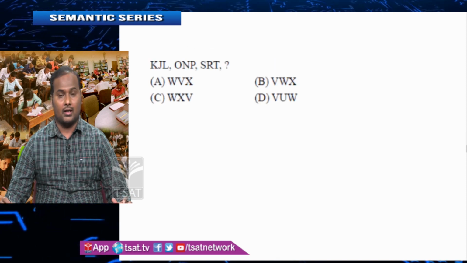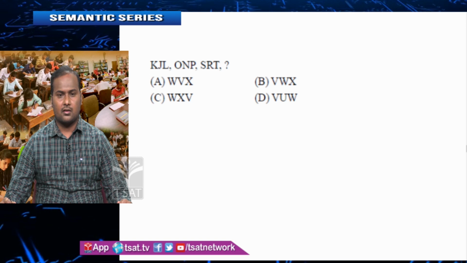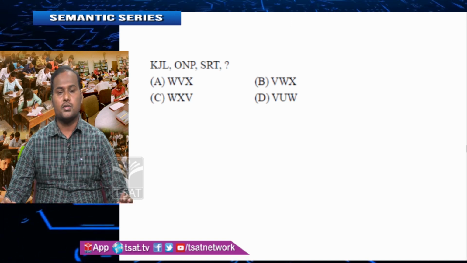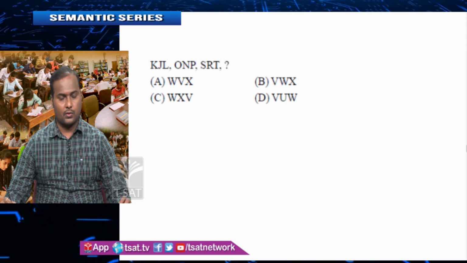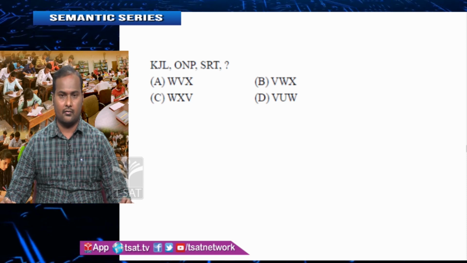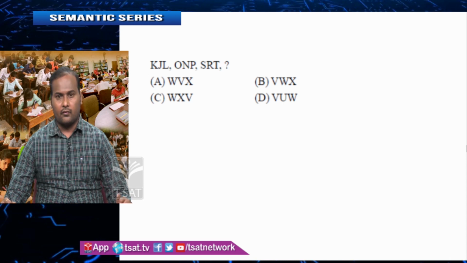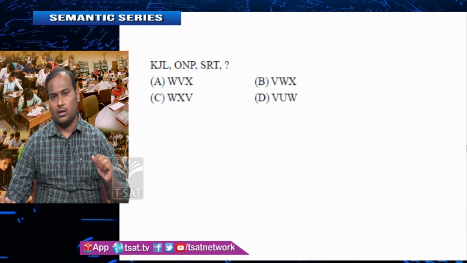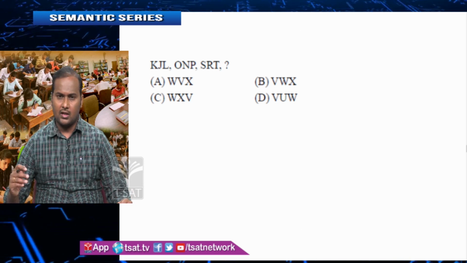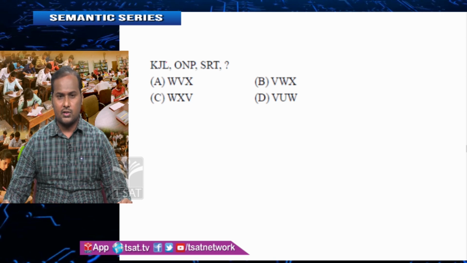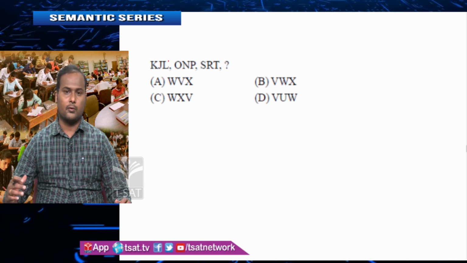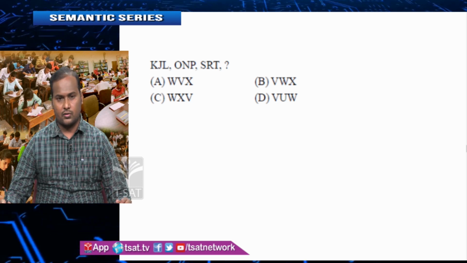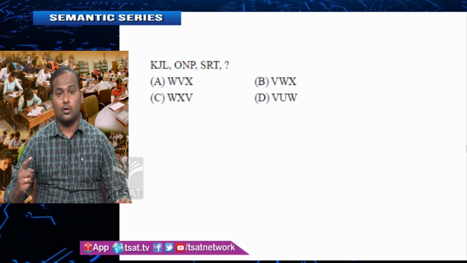Alphabetical series or letter series. To find the answer for an alphabetical series or letter series, you should be perfect with the position of the alphabets, that is A is 1, B is 2, C is 3, D is 4, E is 5, F is 6, like that. If you are thorough with this particular series, then we can find the answer very easily. So generally in the exam, the questions will be of mixed type, meaning it will give more than one particular series in a series. For example, if you see this question, it involves more than one series.